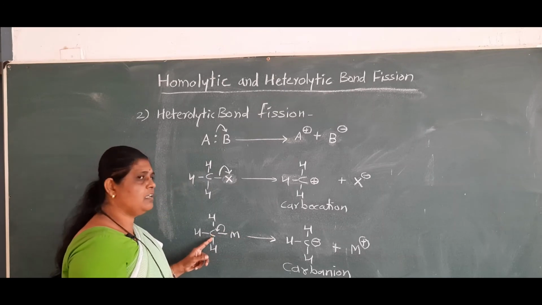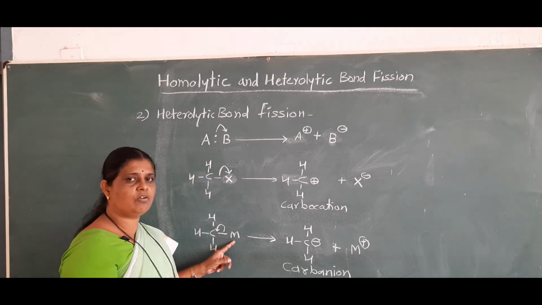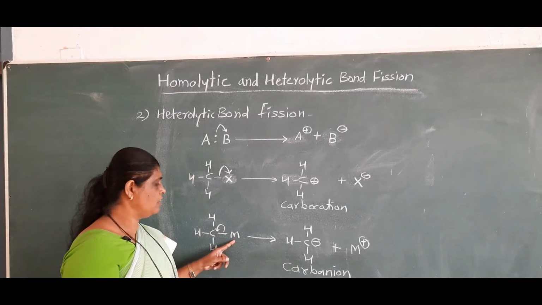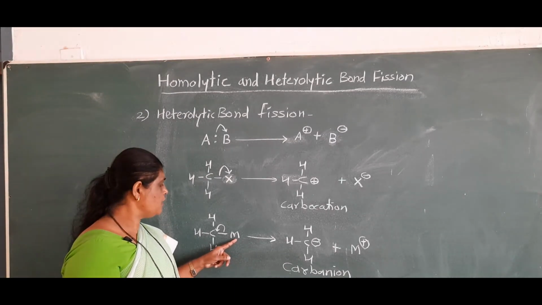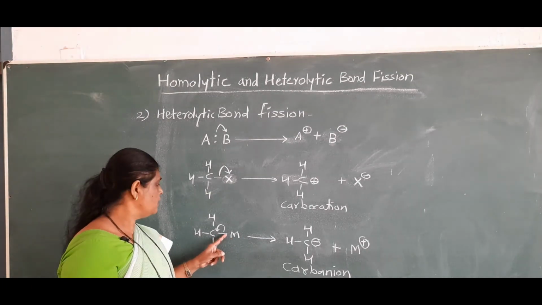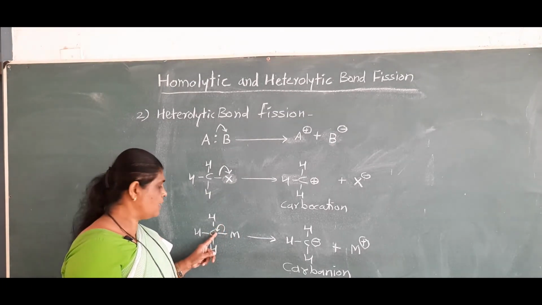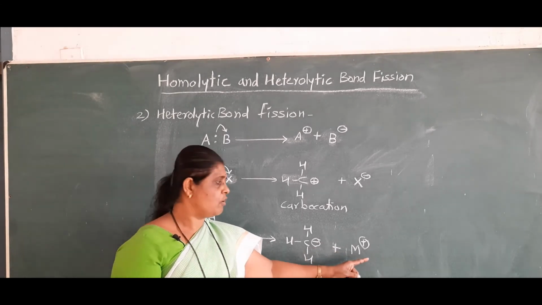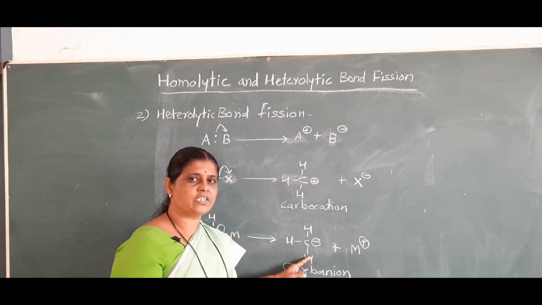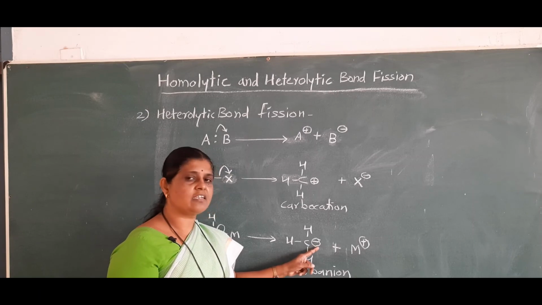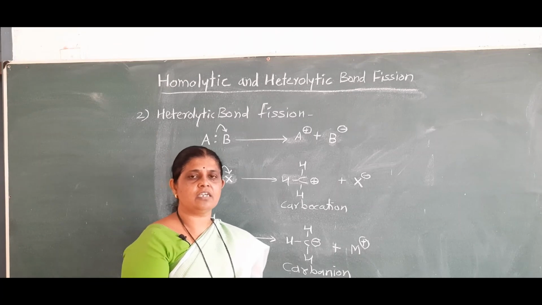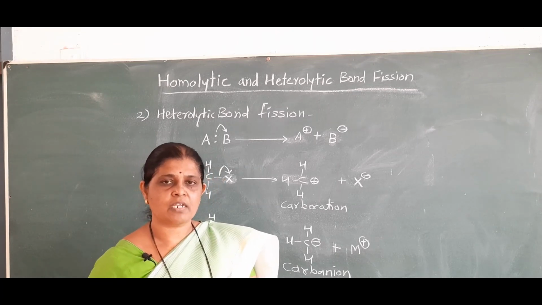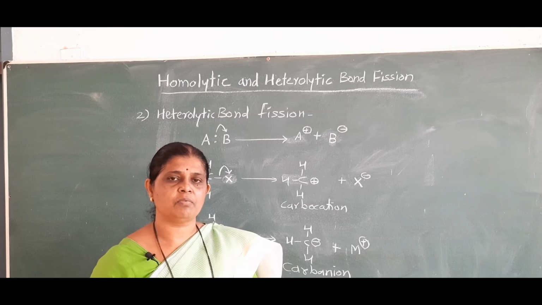In the next example, suppose carbon is attached to a less electronegative atom like a metal. In that case, as M is less electronegative than carbon, the shared electron pair is shifted towards the carbon atom, and after heterolytic bond fission, two ions are formed, a positively charged ion and a negatively charged ion. In that case, the carbon carries negative charge. Such type of ion is known as carbanion. Thus, in case of heterolytic bond fission of organic compounds, carbocations and carbanions are formed.